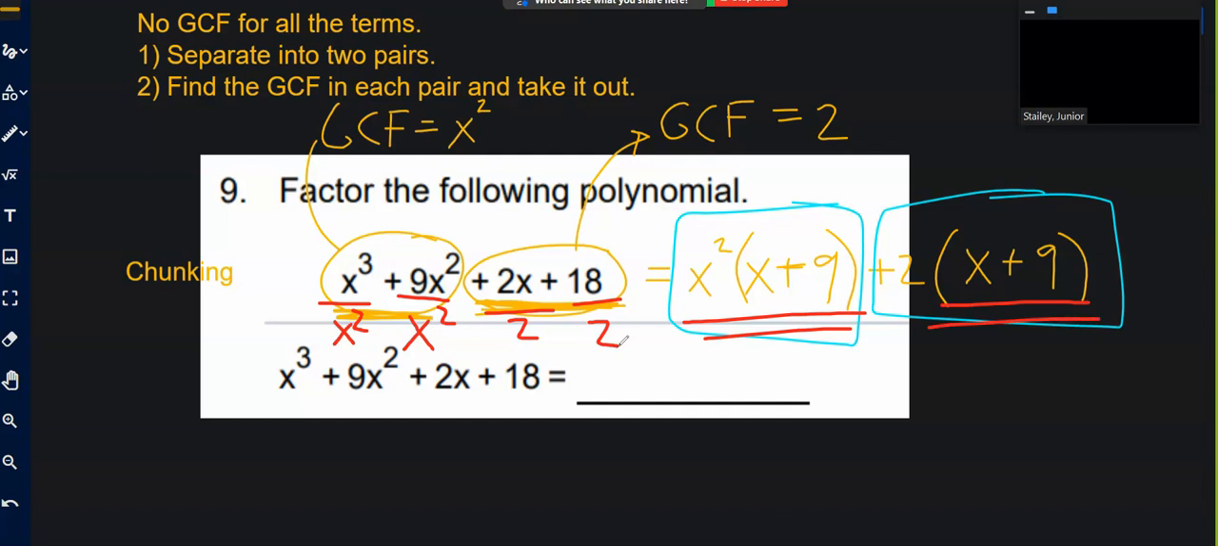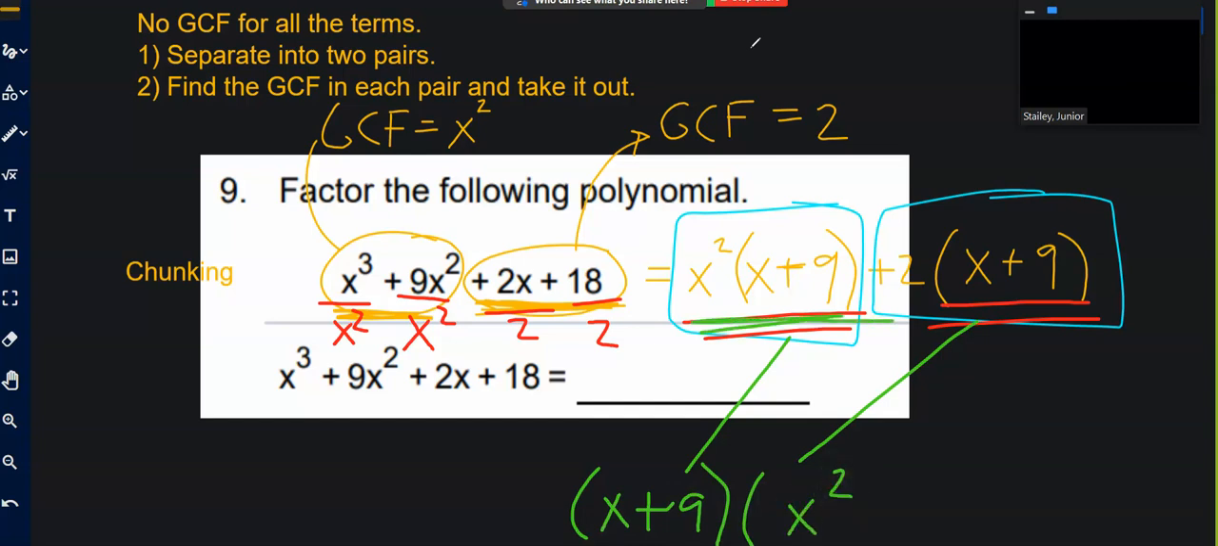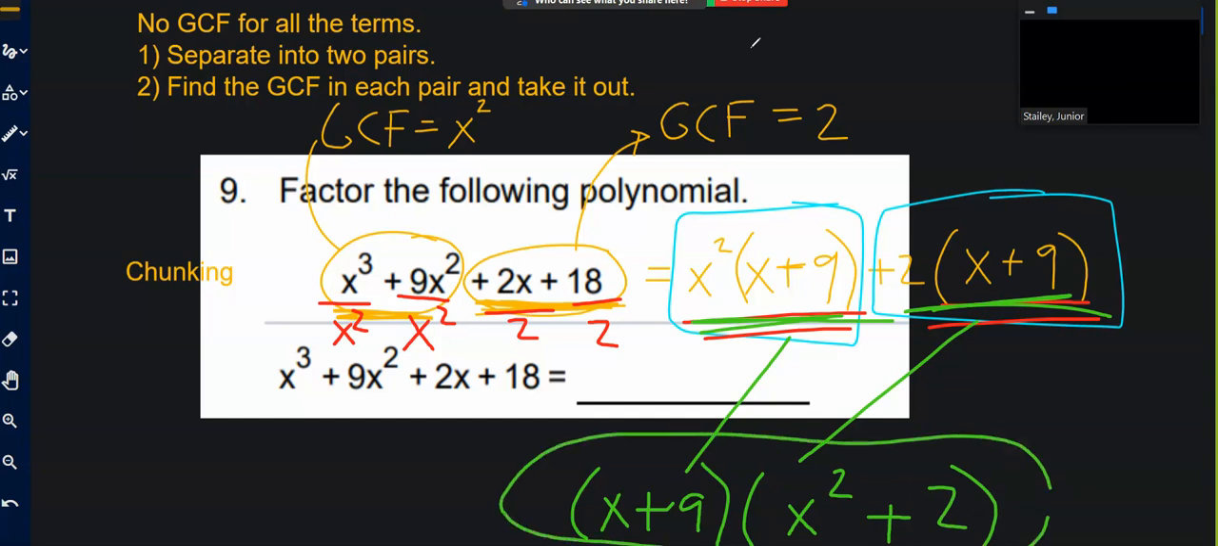One of the things I said in class was, what do these 2 blue boxes have in common? And what I was hoping you'd say is, well, they both have an x plus 9. So what happens when you pull the x plus 9 out of each of those boxes? If you pull it out of the first one, all you're left with is x squared. If you pull it out of the second one, all you're left with is plus 2. So this is the final factoring for that particular question: x plus 9 times x squared plus 2.